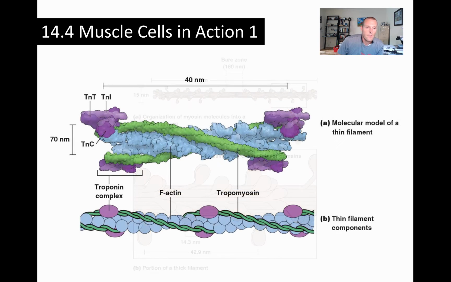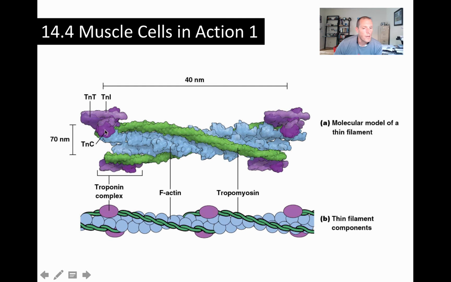So let's go back to looking at the thin filaments here. When we look at the thin filaments, we've got three main components. We've got F-actin, which is in blue here, which we've talked about before, filamentous actin, the diagram at the bottom and a model at the top. F-actin is stabilized by tropomyosin, and that's going to become important when we look at contraction and how myosin attaches to the actin.